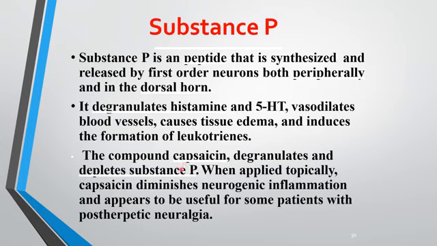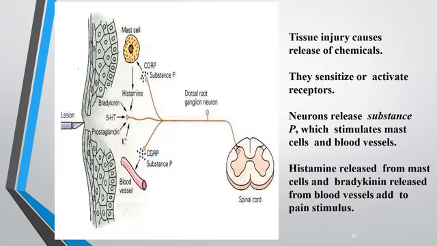The compound capsaicin degranulates and depletes substance P. When applied topically, capsaicin diminishes neurogenic inflammation and appears to be useful for some patients with post-herpetic neuralgia. So this capsaicin compound degranulates and depletes, so it inhibits the substance P. When this is applied topically, it helps some patients, not all patients.